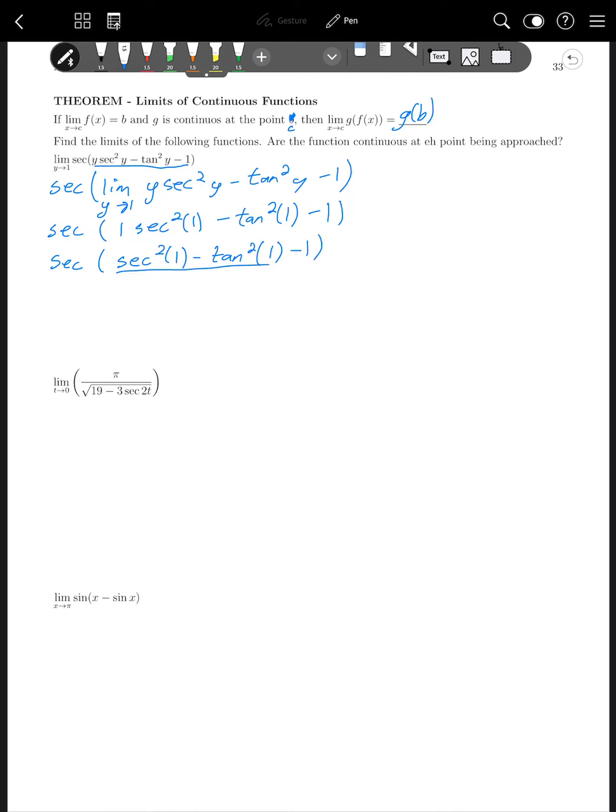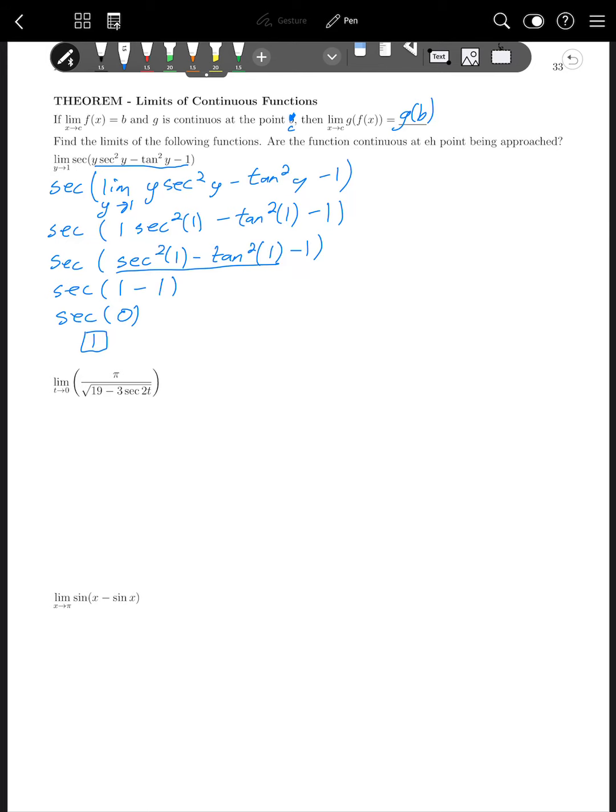And this is actually one of our trig identities. Specifically, that's secant squared theta minus tangent squared theta equals 1. So this is secant of 1 minus 1, which is secant of 0. And if you plug that in a calculator, or if you just remember your trig values, secant of 0 is simply 1. Okay, so that's simply how that works.